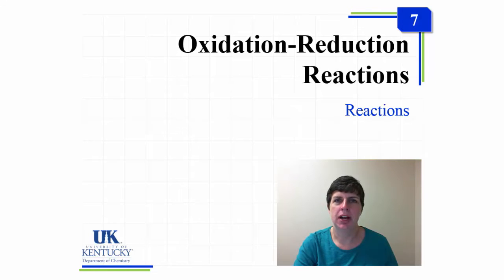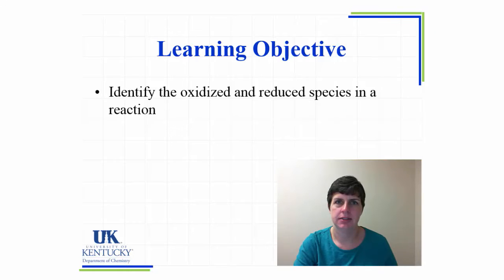In this module, we're going to look at oxidation and reduction reactions, often called redox. By the end of this module, you should be able to identify both the oxidized and reduced species in a chemical reaction.